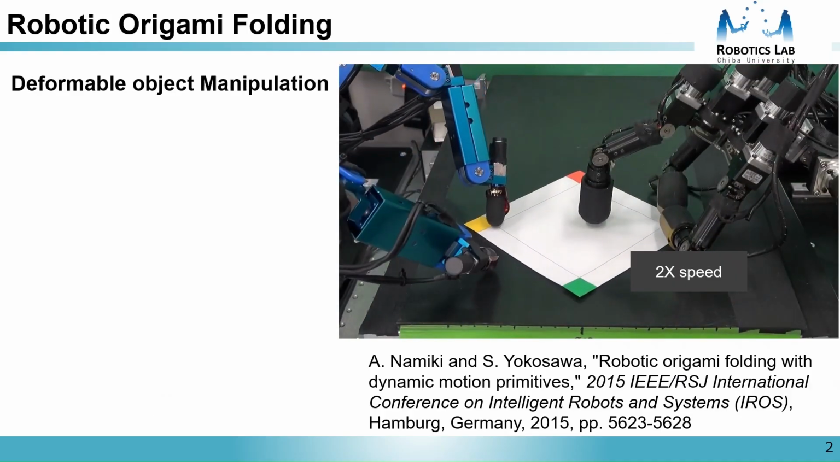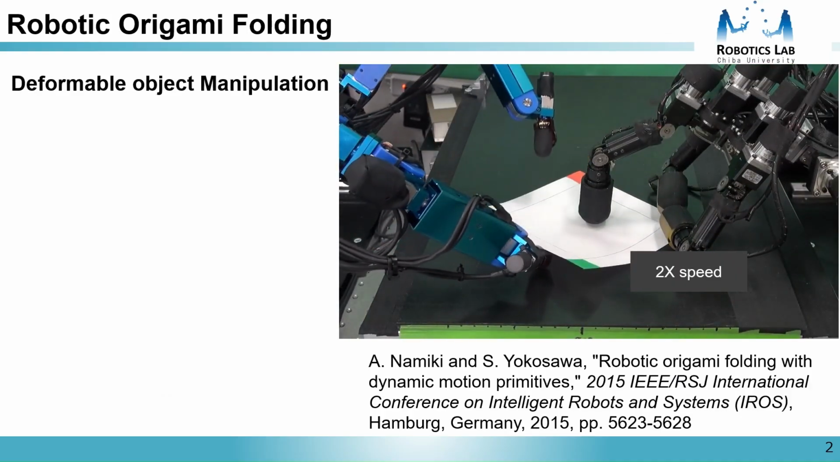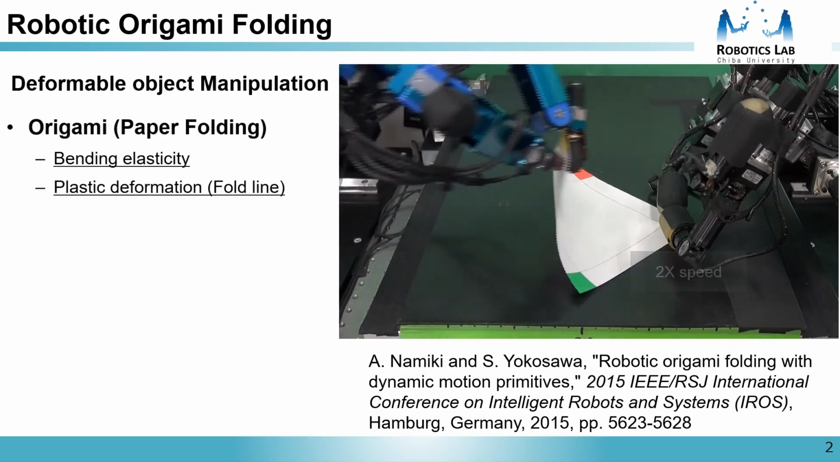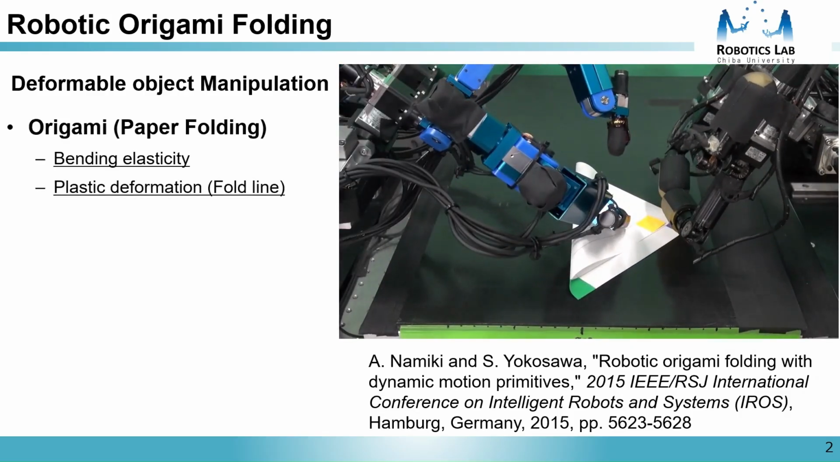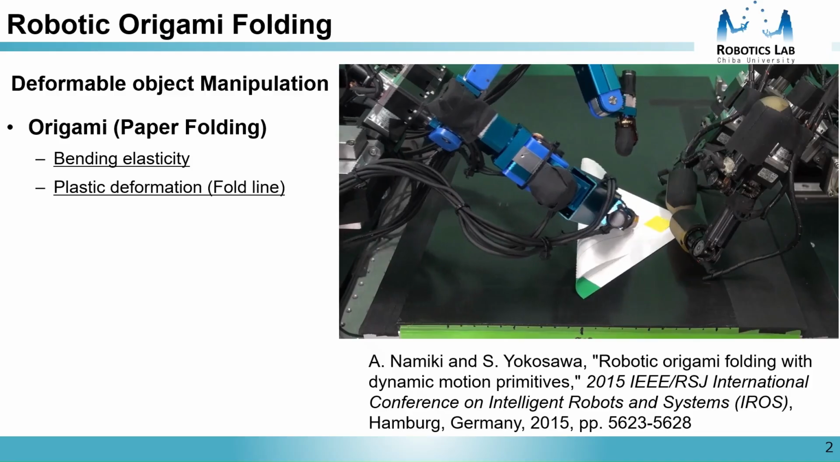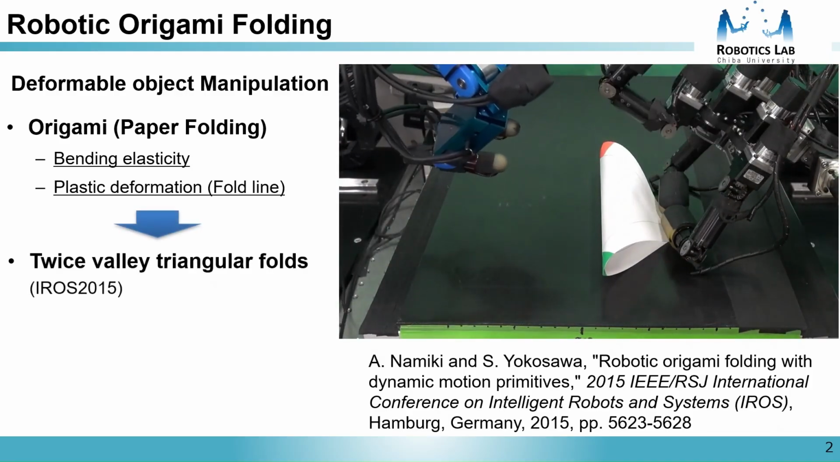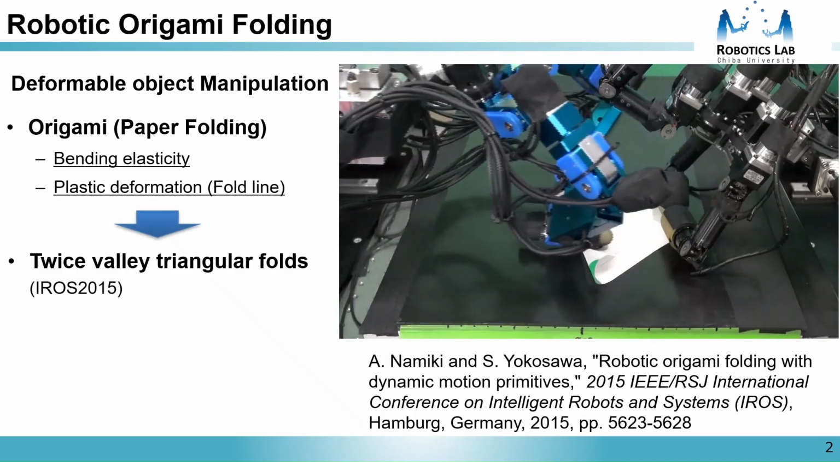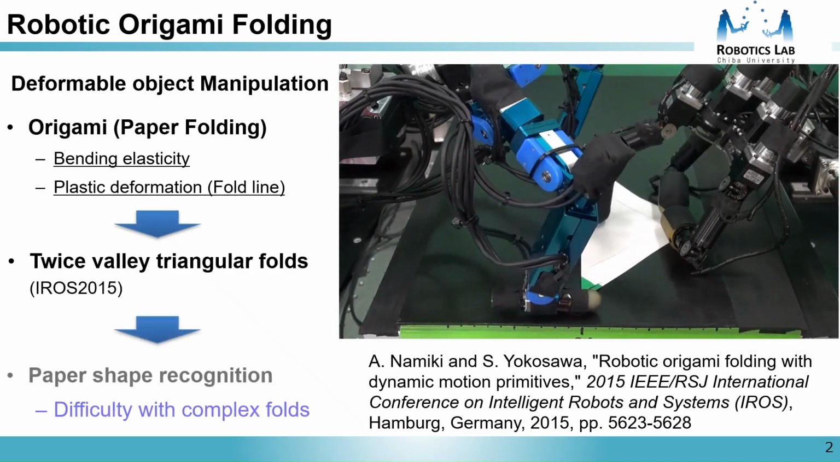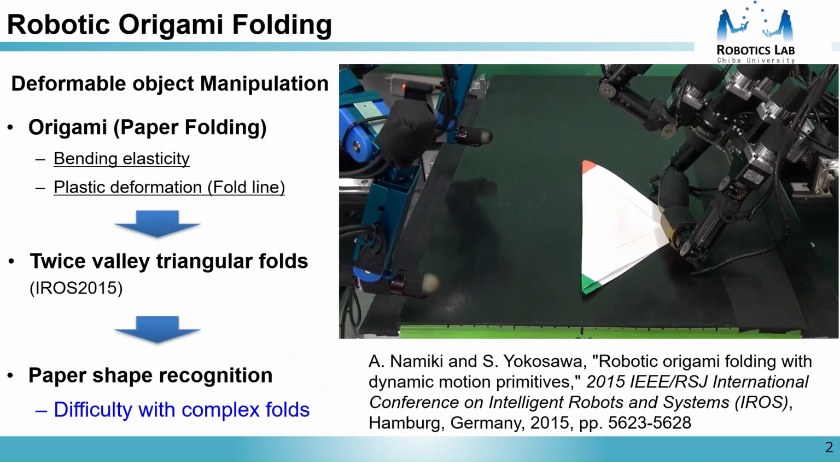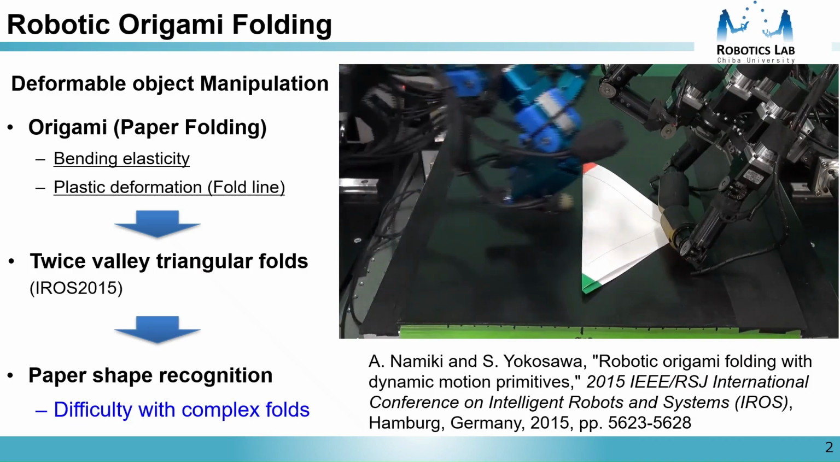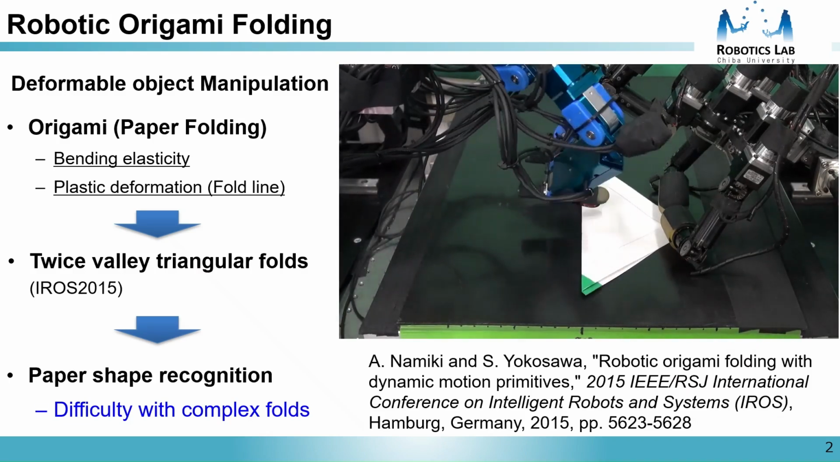Manipulation of a deformable object is a difficult problem for robots. In particular, paper is a difficult object to manipulate because, in contrast to cloth, it has bending elasticity and plastic deformation. We have been studying robotic paper folding and succeeded in simple triangular folds. However, the paper shape was not accurately estimated, and it was difficult to achieve more complex folds.